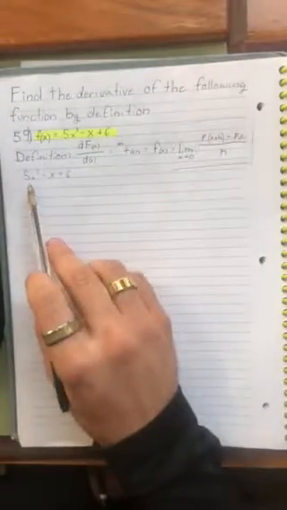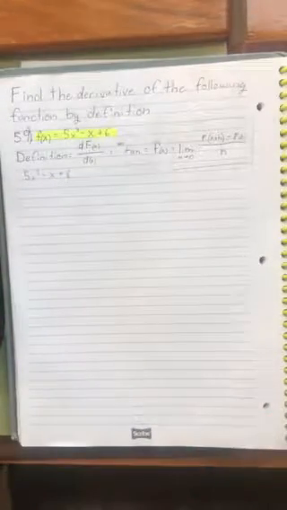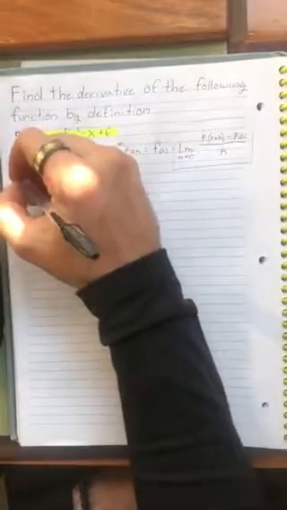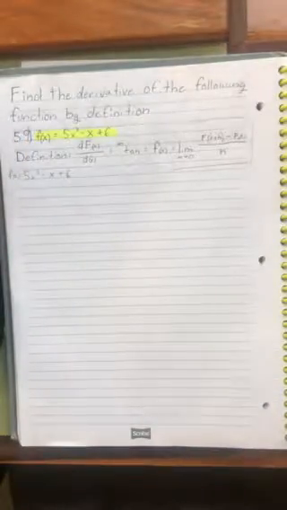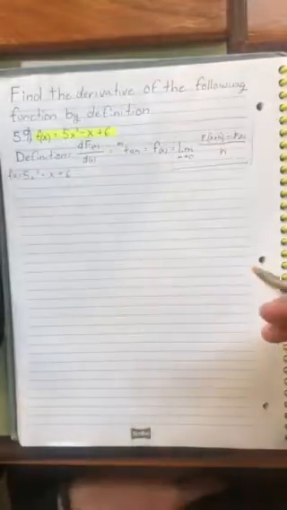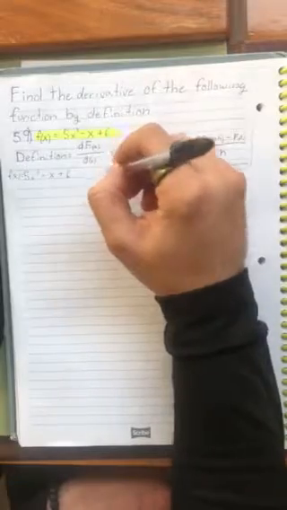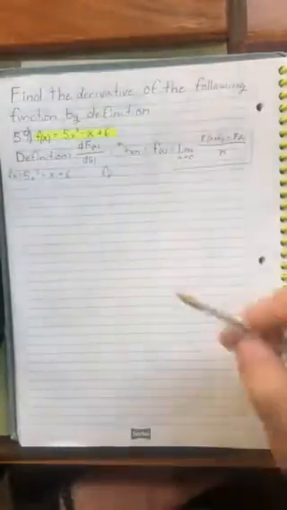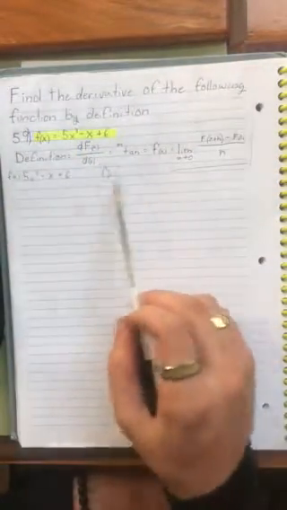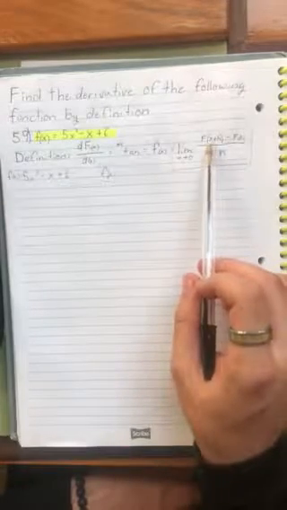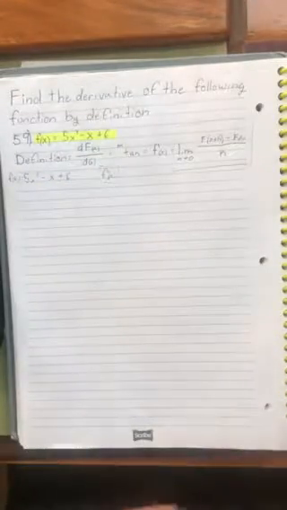Okay, f of x equals 5x cubed minus x plus 6. So by the derivative, the sign of derivative is this. So what we're trying to find is this. We're going to start by plugging in the x plus h in all of the x's first.